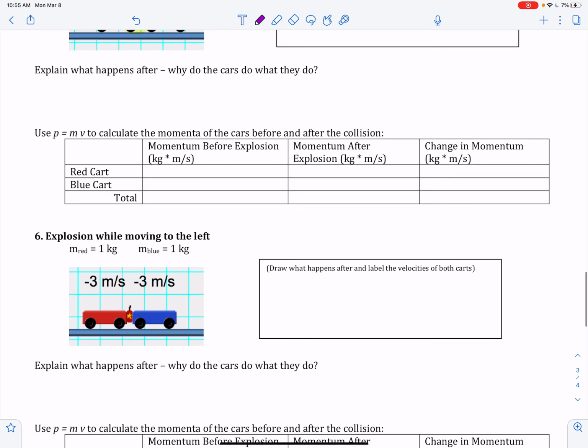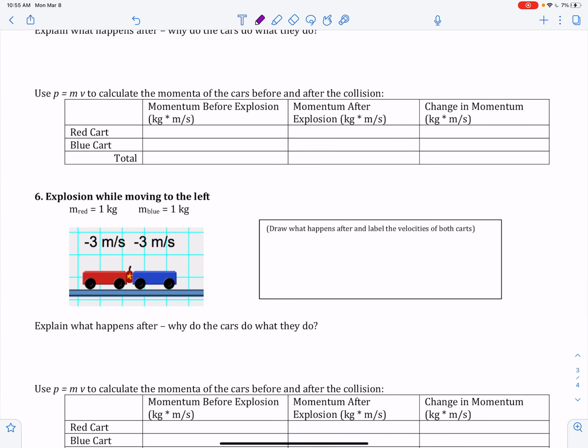And then similarly, for the last one, another explosion, but now it's an explosion while they're moving. So there's the bomb in between them. But before the explosion, both cars are moving to the left. And then after they explode, you'll see their velocities change. Okay, so that was elastic collisions, which means bouncing, inelastic collisions, which means sticking, and then an explosion, which means that they're moving apart from each other.